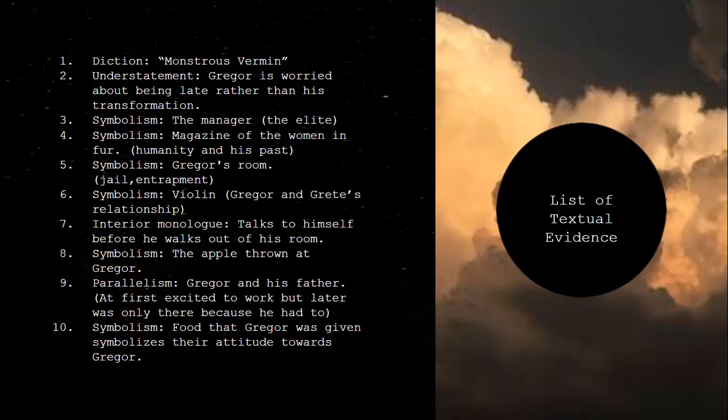Then it was number seven. I chose interior monologue, where he talks to himself before he walks out of his room. He kind of is confused on how to perceive himself, so he says that he's going to base his perception on the way his family sees him. Then we have the symbolism of the apple thrown at Gregor. This apple thrown at him contributes to his death, and it relates to the story of Adam and Eve, when they ate the apple from the forbidden tree.